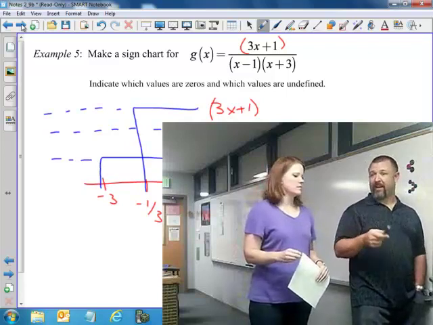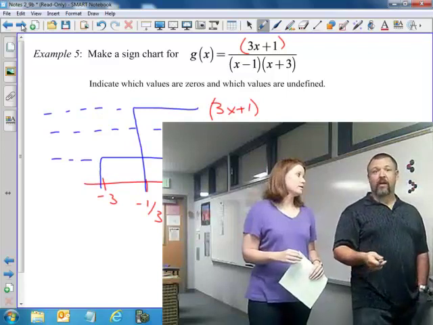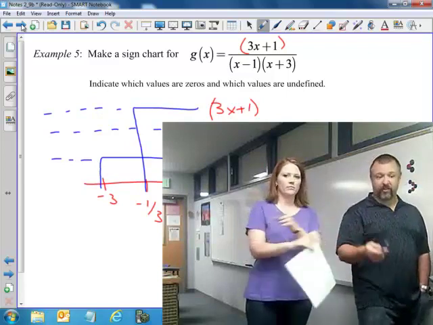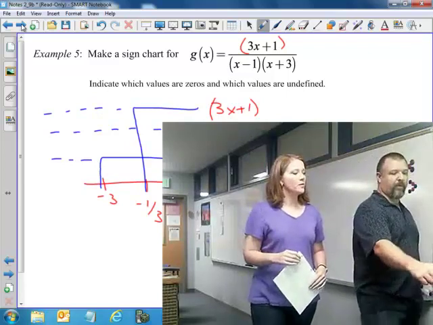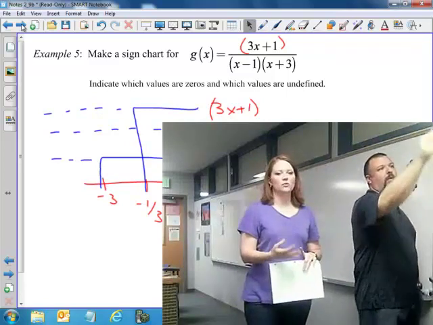We'll do this in class, but if any of those factors happen to have a negative x in front of it, the line for that factor would be going down, and the dotted and solid part would be reversed.